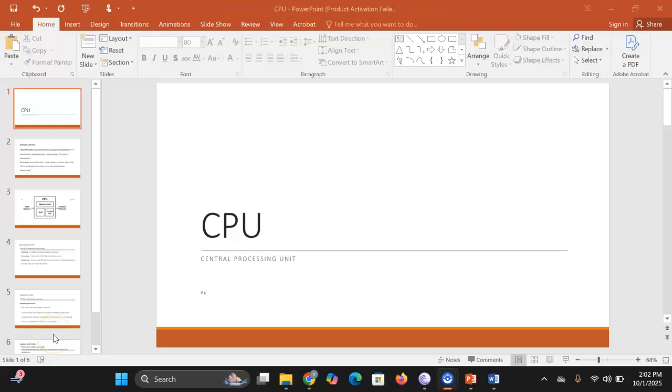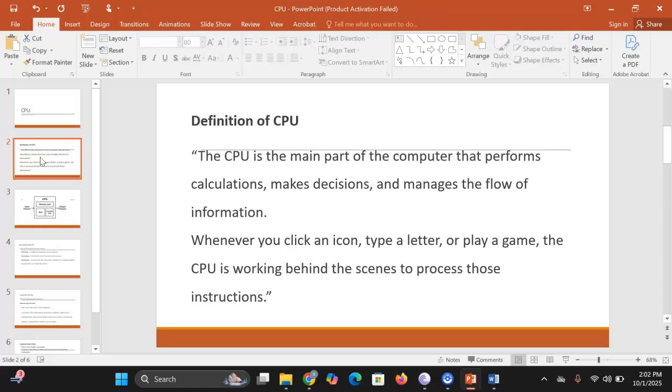Welcome to today's lesson. Today, I want us to look at the CPU, or the Central Processing Unit. CPU is short for Central Processing Unit. Now, the definition of the CPU is it's the main part of the computer that performs the calculations, makes decisions, and also manages the flow of information. So the CPU basically is like the brain of the computer, the part where everything is done.